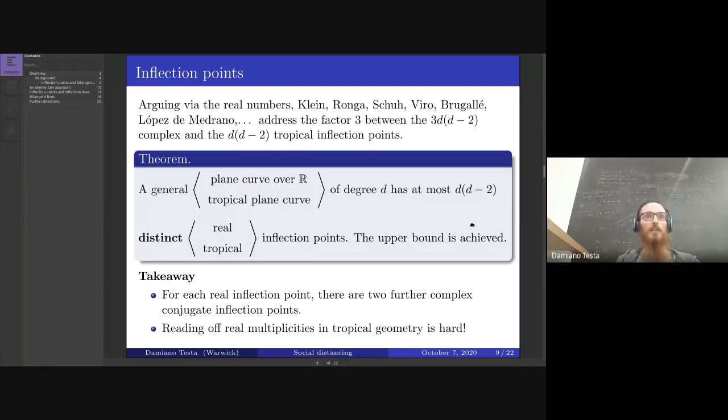Whereas our fields are of positive characteristic, we will be working with an algebraically closed field. So we're guaranteed to have the same number of points, but the multiplicities will be distributed differently. So that's really the heart of the matter for us.